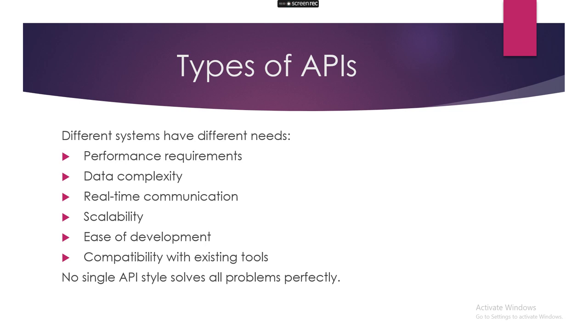Different systems have different needs. As you can see, we have different needs for every system: performance requirements, data complexity, real-time communication, scalability, ease of development, and compatibility with existing tools. No single API style solves all problems. That's a given. In the computer field, there is a common saying that there are multiple different solutions for a given problem, and that logic applies to APIs.